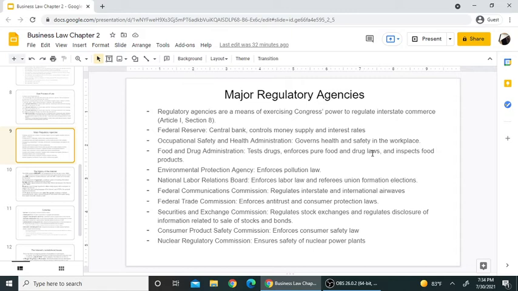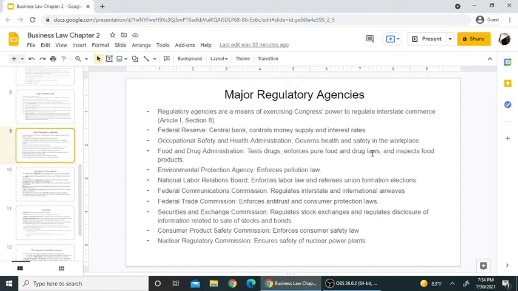So if you've ever heard of OSHA, which is under the Department of Labor, it's an agency that regulates health and safety in the workplace. There are a variety of regulations related to various types of workplaces that it sets out. The Food and Drug Administration tests drugs, enforces the various pure food and drug laws, and also inspects food products. The FDA is under the Department of Health and Human Services.